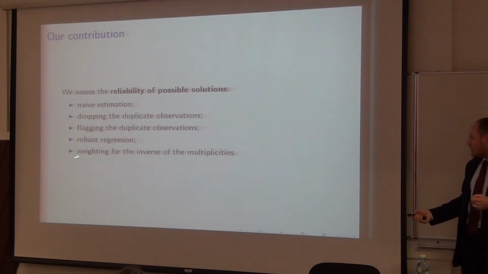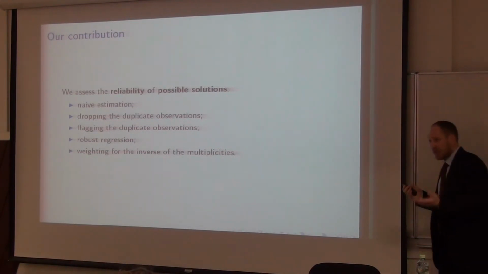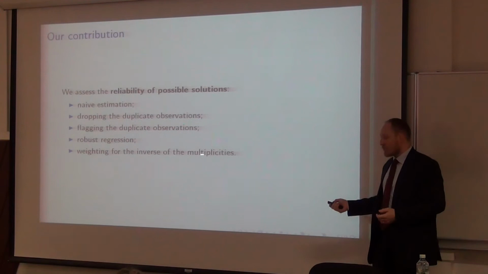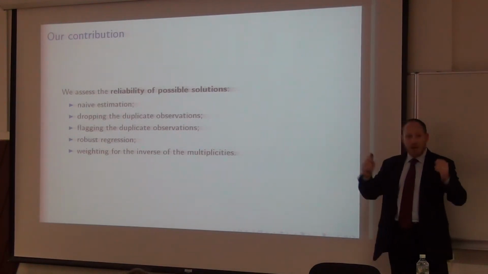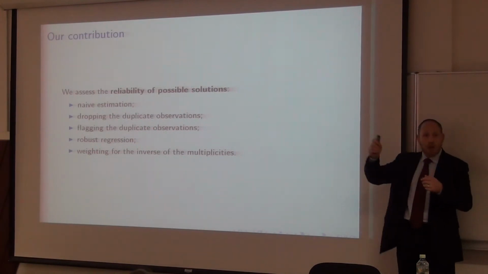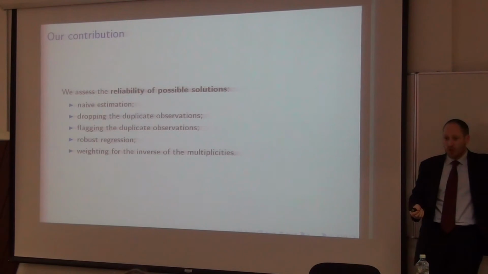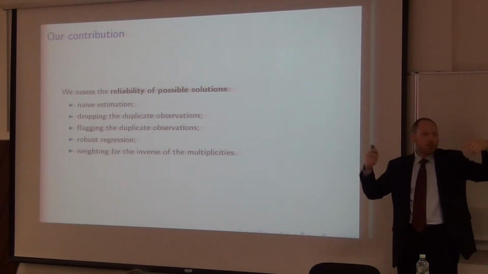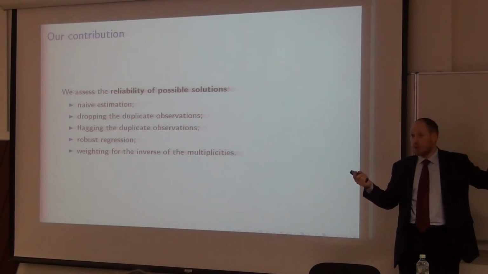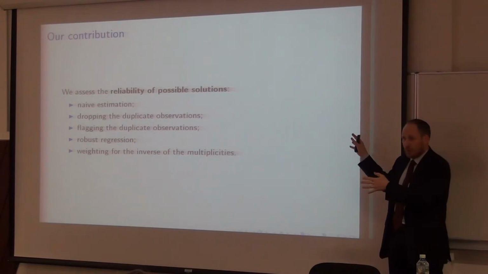The last solution is weighting by the inverse of the multiplicities. The name is awkward, but the practice is not. Basically what this suggests is, hey, count how many duplicates you have, and weight each observation by 1 over the number. So if I have 2 observations that are duplicated, each of them gets a weight of 1 over 2. Observations that are not duplicated get a weight of 1. And you run a regression weighting with this.